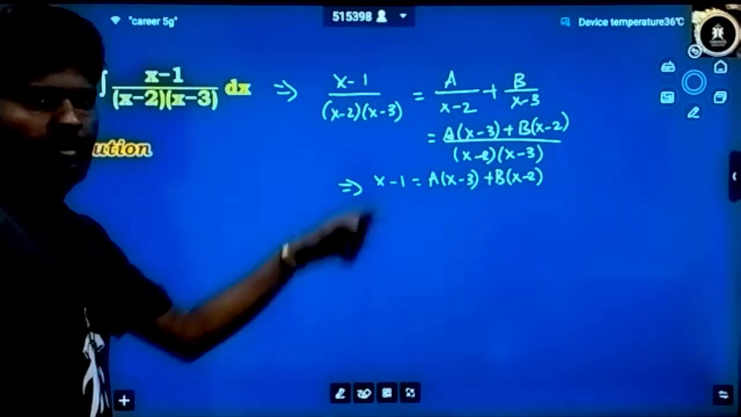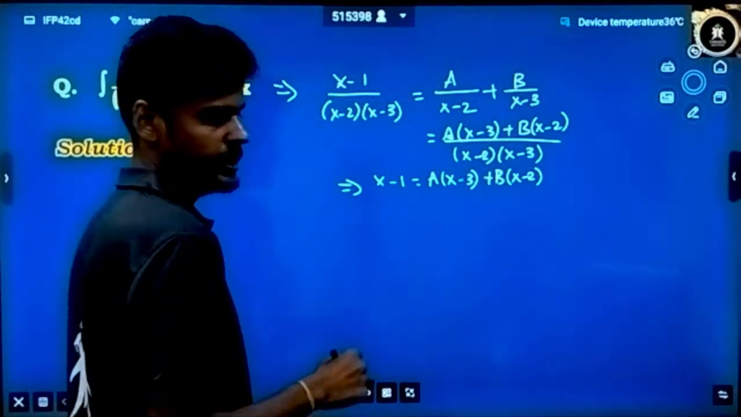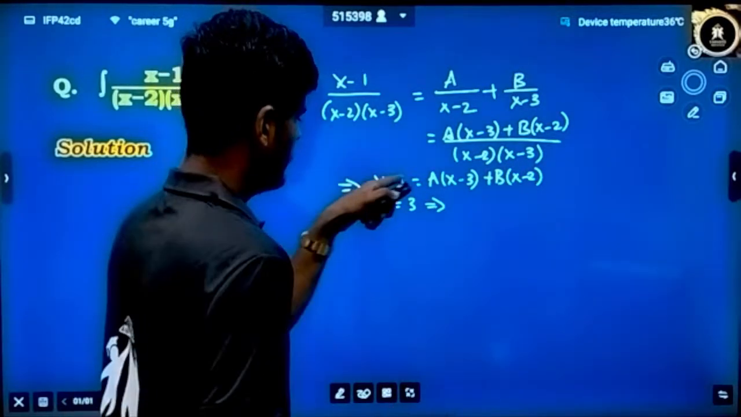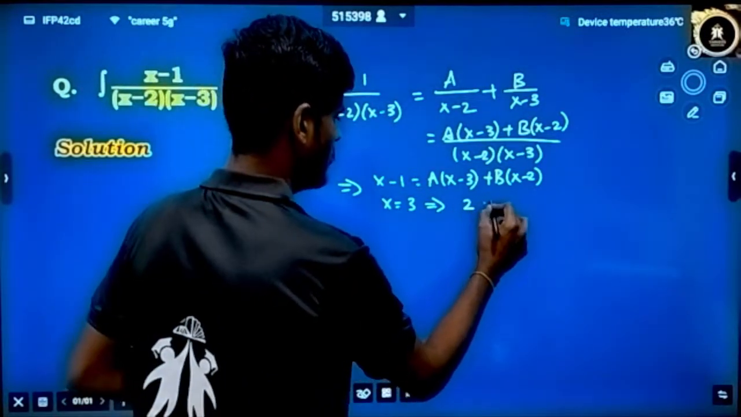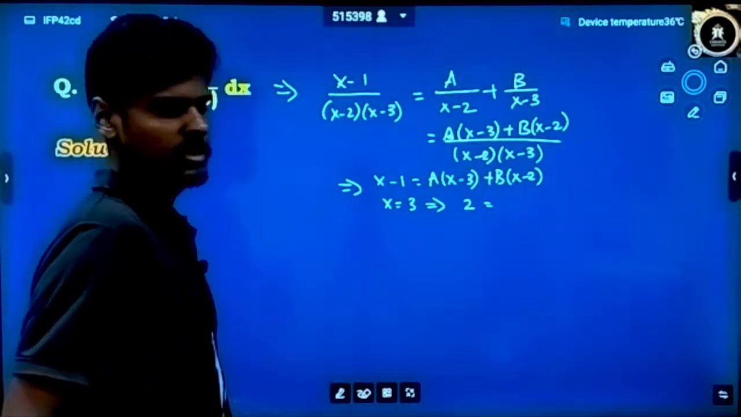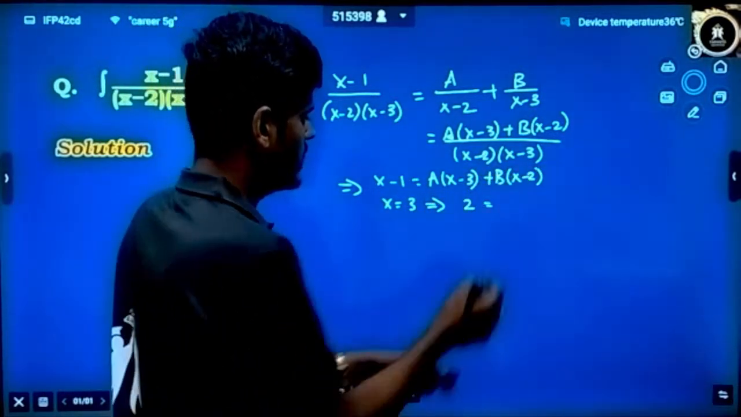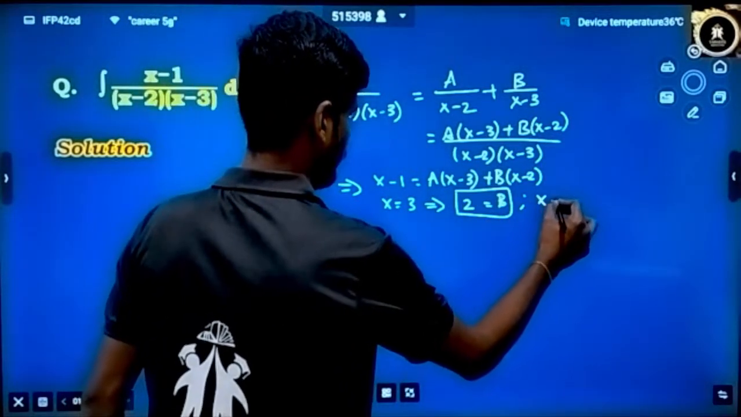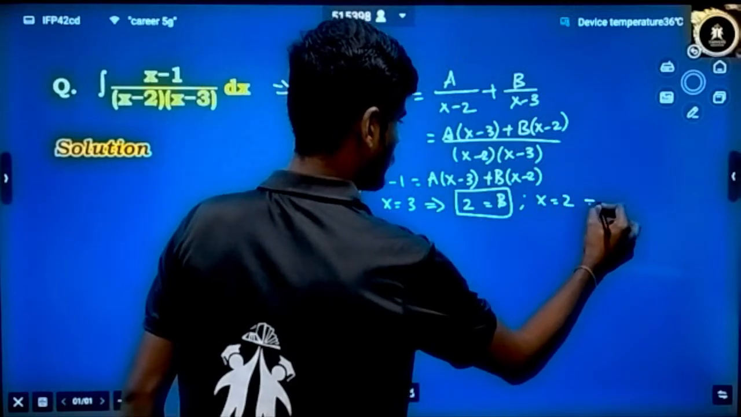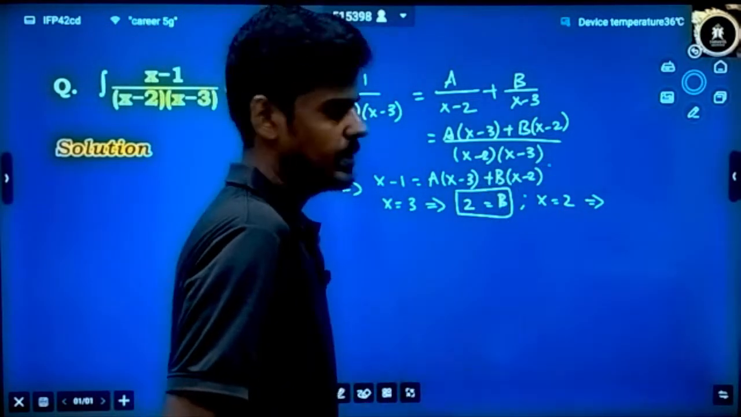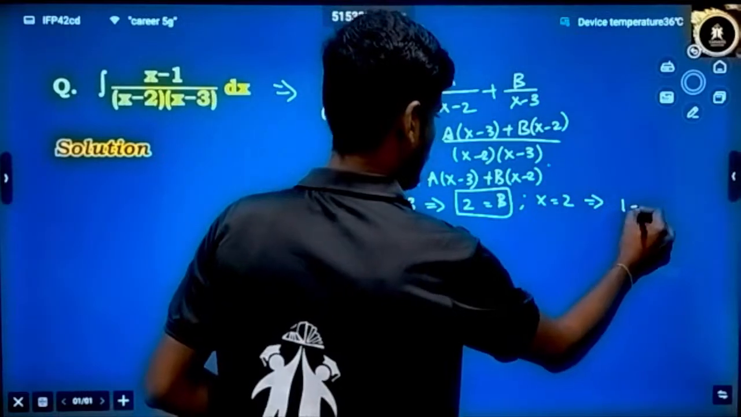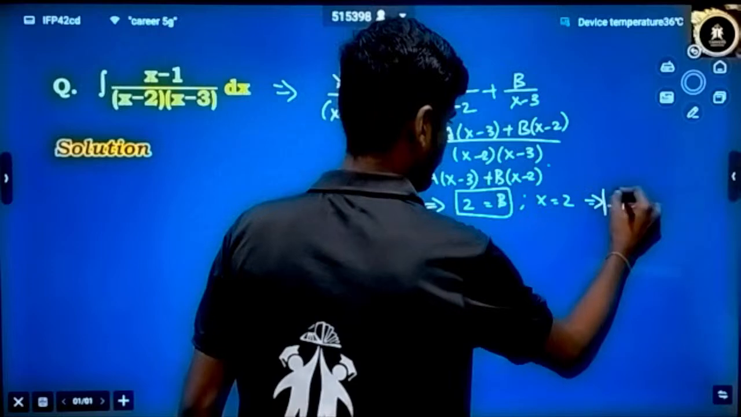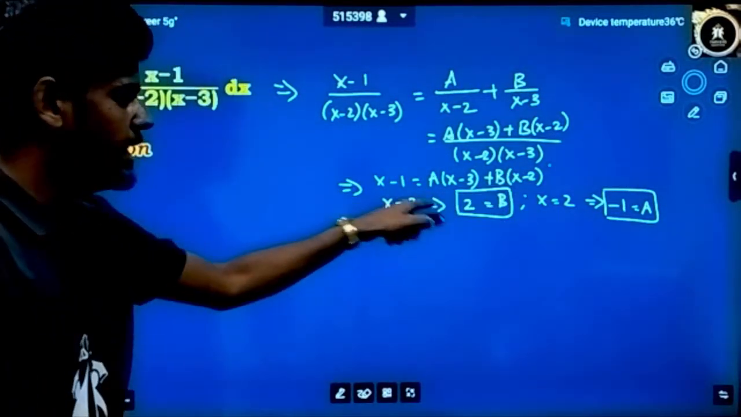Okay, next what we need to do? Substitute some value for x. x equal to 3 means, the left hand side will be 3 minus 1, that is 2, equal to, here the a term will get 0. Here b will be 3 minus 2 is 1, so b is equal to 2. Similarly we can substitute x equal to 2 now. x equal to 2 means what is the value of a? 2 minus 2 will become 0. Here 2 minus 1 is 1, that is equal to a times (2 minus 3), which is minus 1. So a will be minus 1. So now we got a and b values.